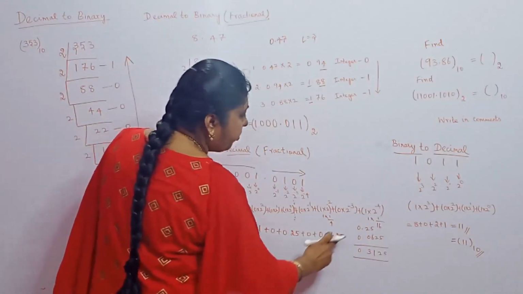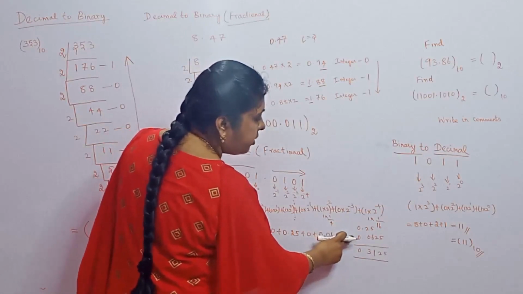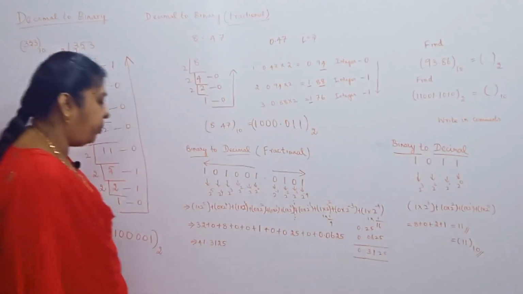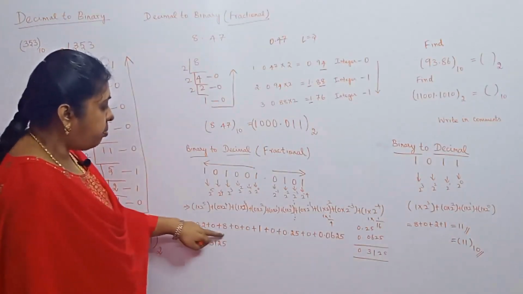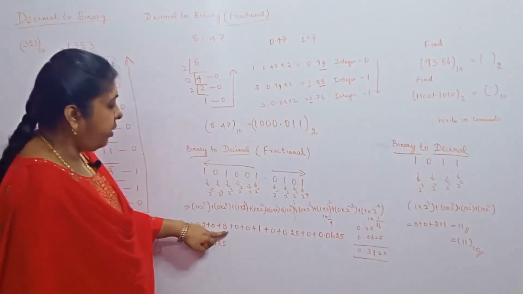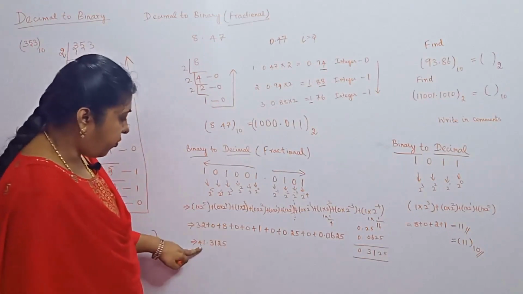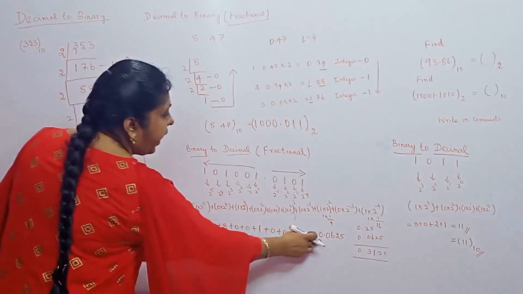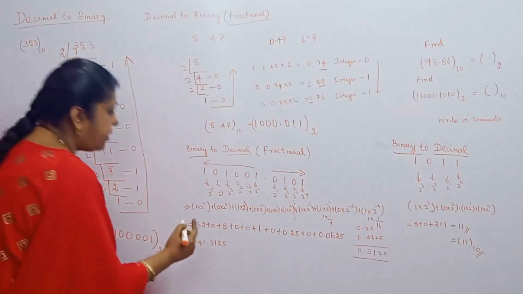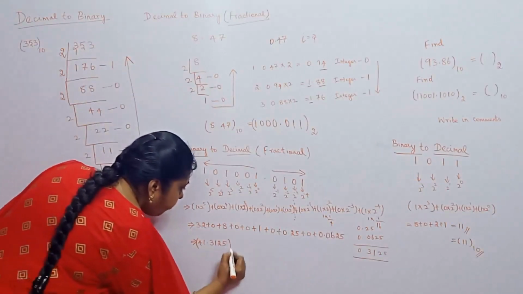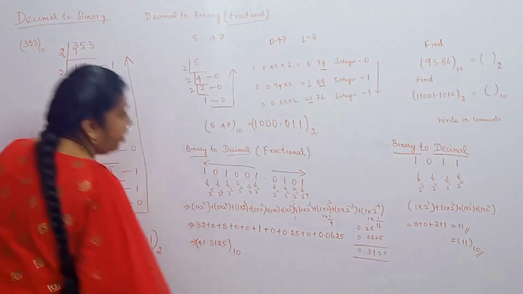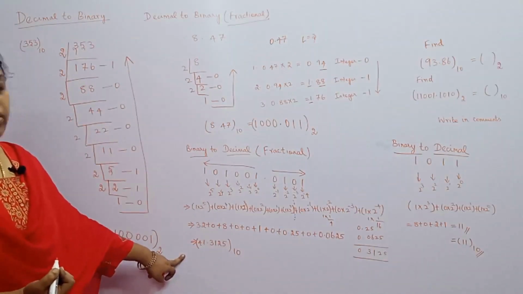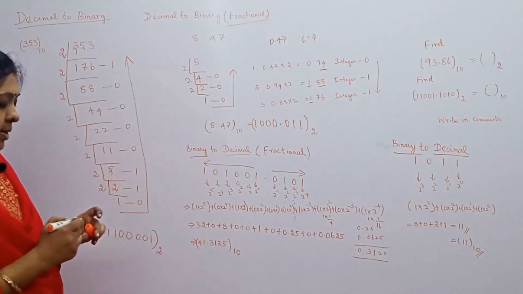Both the whole digit values will be added, that is the integer parts, and the decimal values will be added. When adding 0.25 and 0.0625, we will be getting 0.3125. So 32 plus 8 gives 40, 40 plus 1 gives 41, and adding the decimal values, 41.3125. So this is the final decimal value. I hope you can understand.